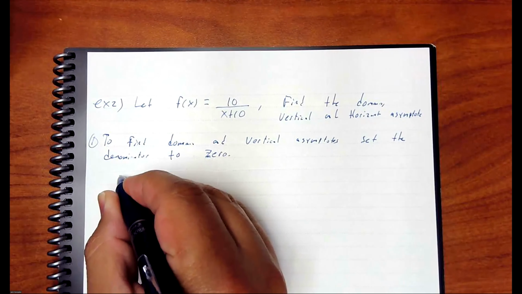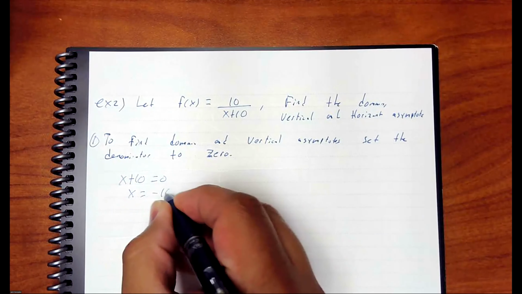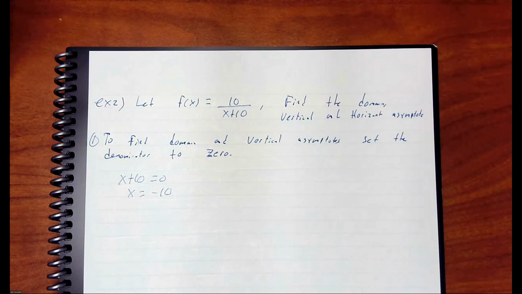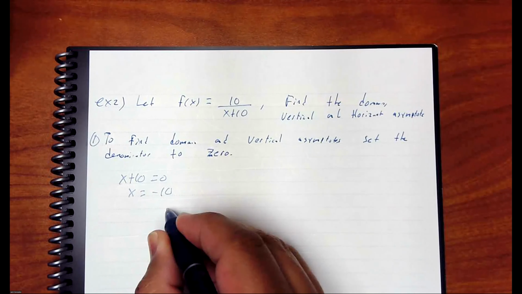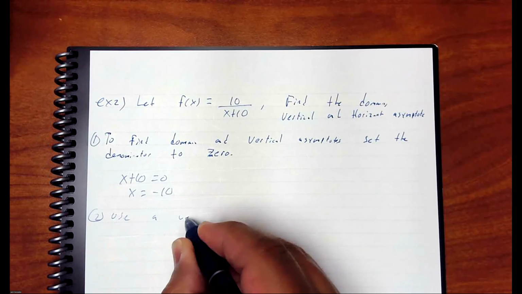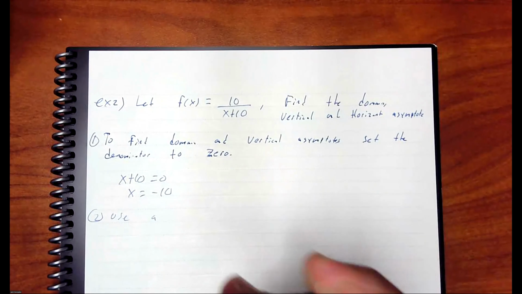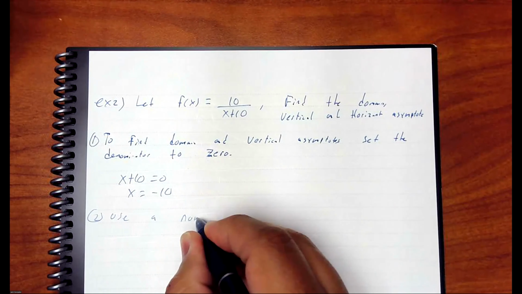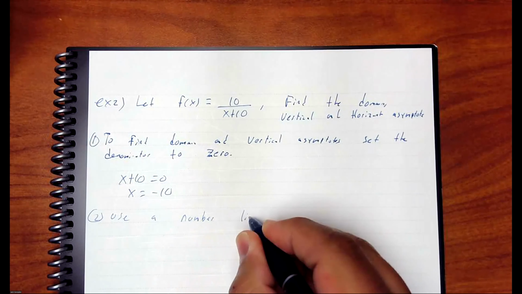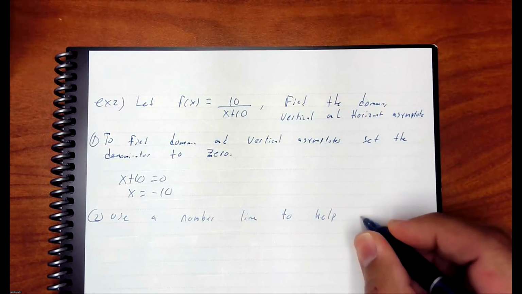Okay. So that's pretty easy, right? X is -10. That is the only problem area that we have. So draw your vertical line. No, sorry. A number line. Use a number line to help you find the domain.